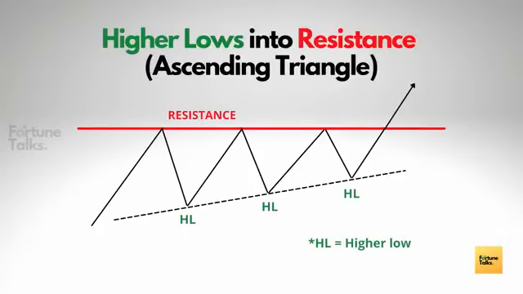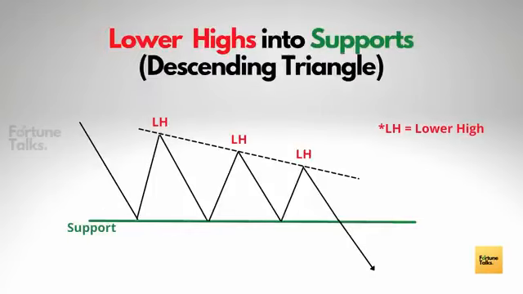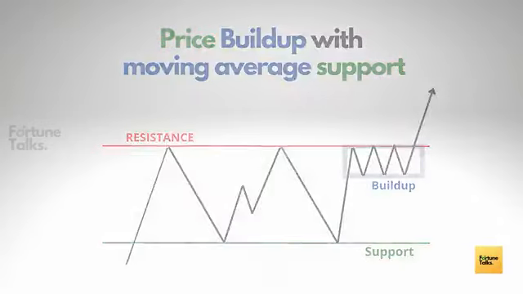We have to look for higher lows into a resistance, which somewhat looks like an ascending triangle, or we should look for lower highs into the support, which somewhat looks like a descending triangle, or even a third type where there is a price buildup which is supported by a moving average. Now let me cover each one of them.